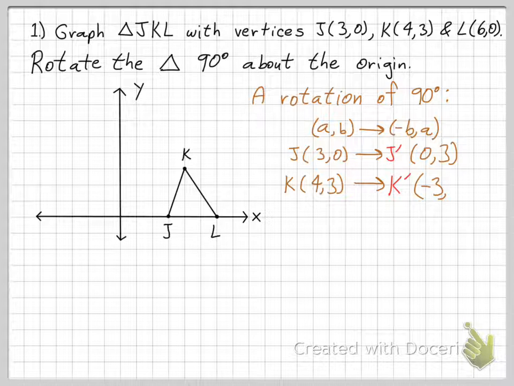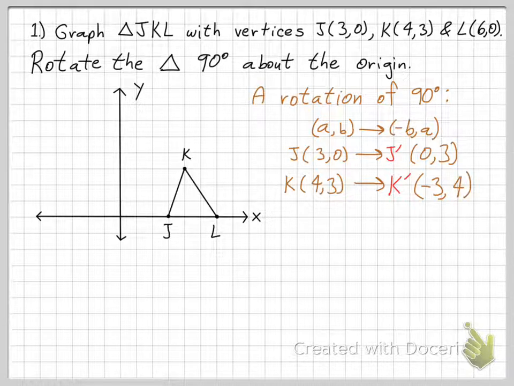So remember, you go from A comma B to negative B comma A. So if B was 3, then the thing that goes in this position is negative 3. Okay, so that's where you get the negative 3 from. And then you would have negative 3, 4.